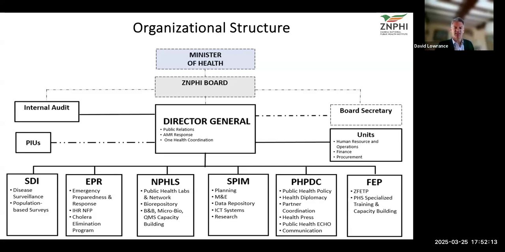Now, I want to try and speak to that without getting into too much detail. Here at the bottom, you see these six essential functional clusters. You have surveillance, you have preparedness and response, including outbreak response. You have lab, you have information management, strategic planning. You have this one, PHPDC, which is policy, diplomacy, partner coordination, including community engagement. And you have field epidemiology. And up above, you've got public relations, AMR, and One Health coordination, which I would just call out is really the interface with other sectors for ZNPHI.